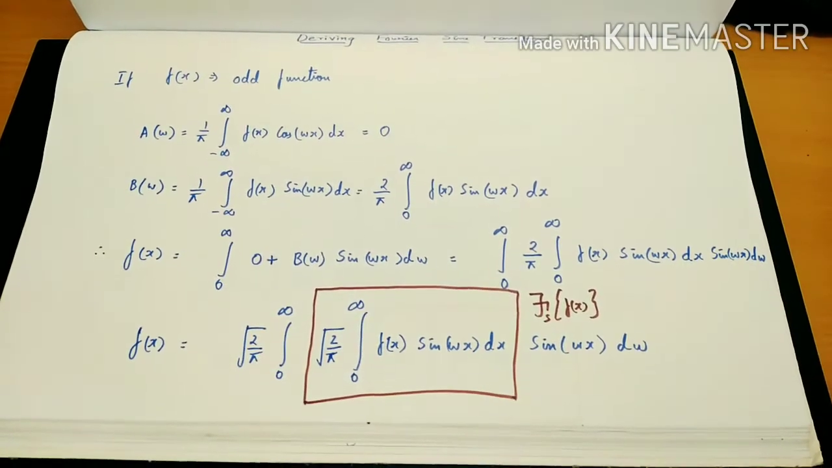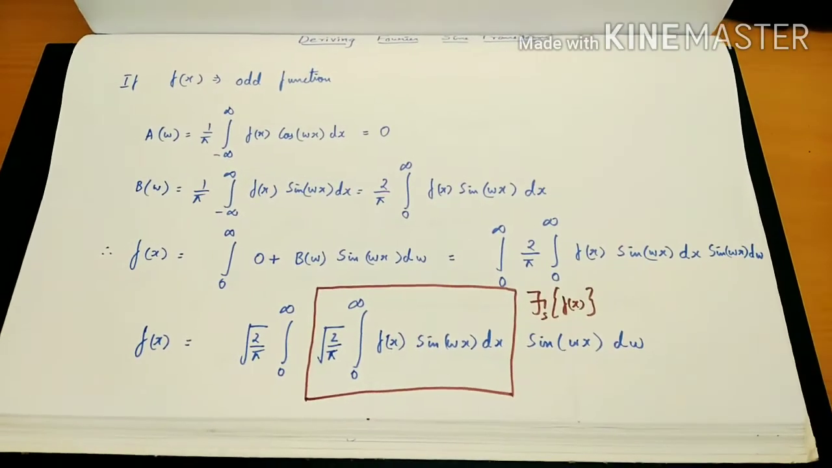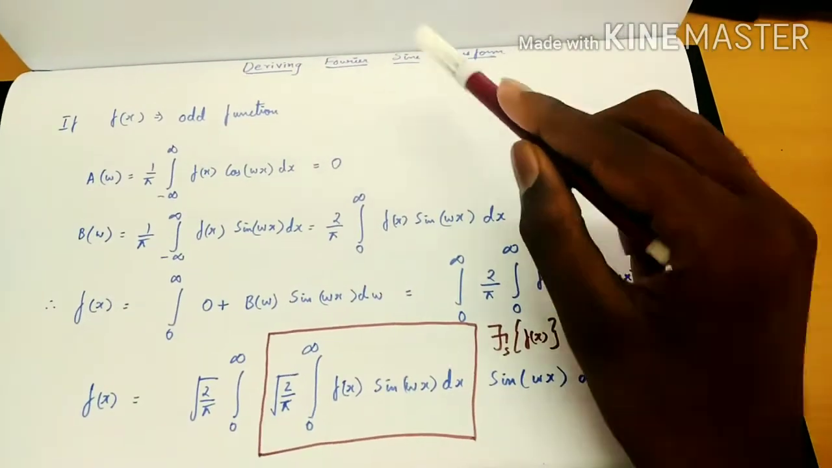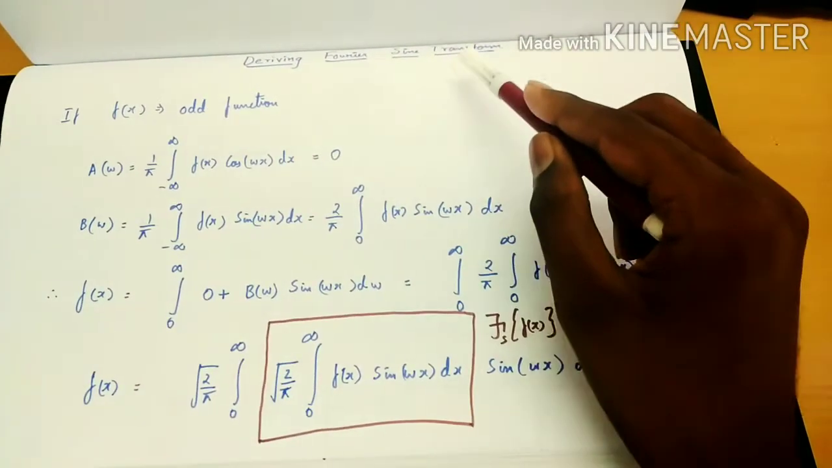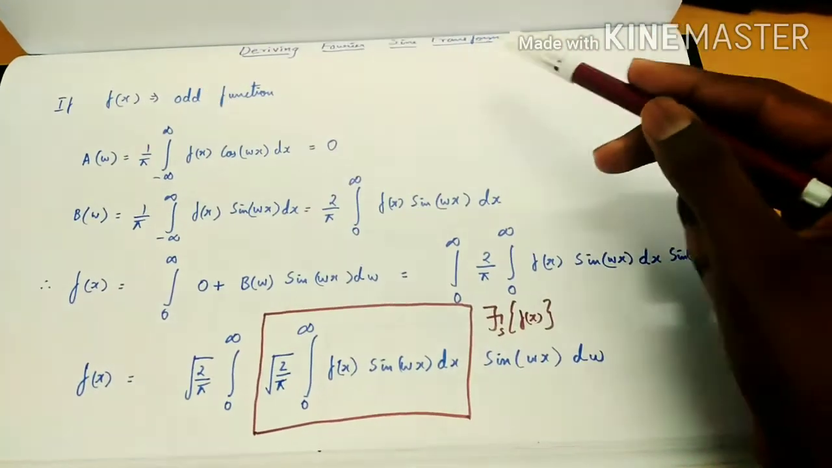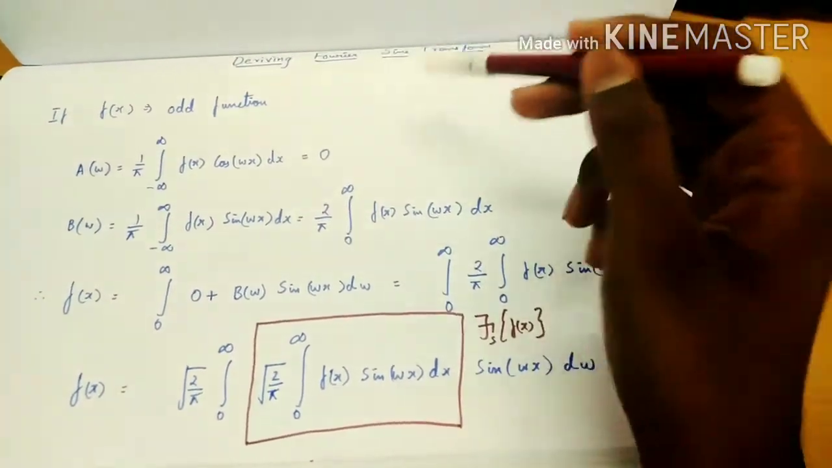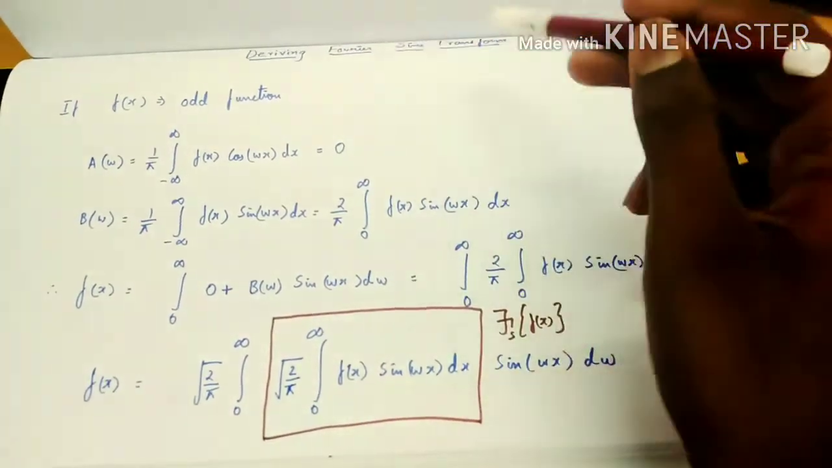Coming to the derivation of the Fourier sine and cosine transform from the Fourier integral representation. Just as in the case of the Fourier series, if the function was odd or even, it could simplify the formula for the Fourier series. Similarly, for the Fourier integral representation also, the formula could be simplified.